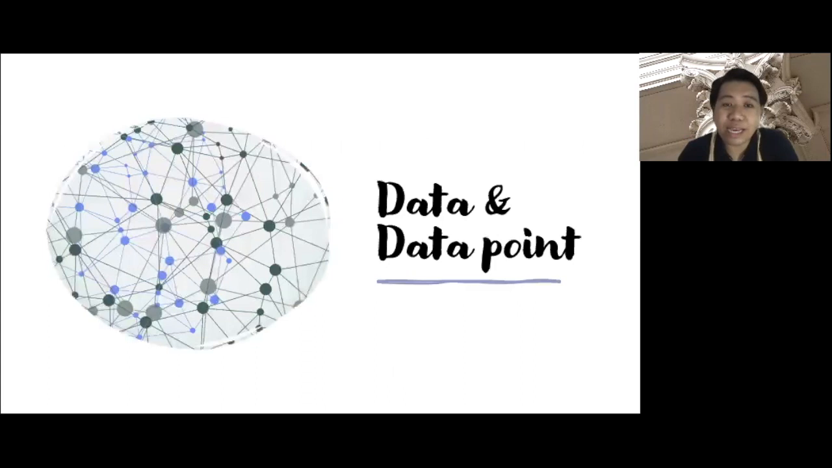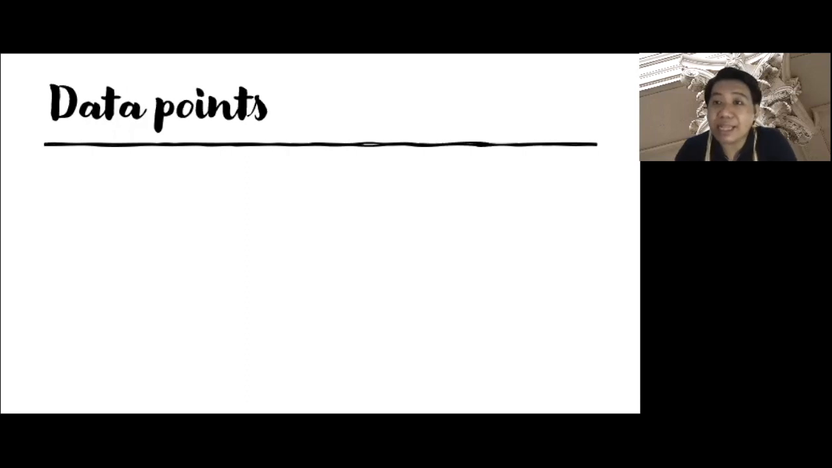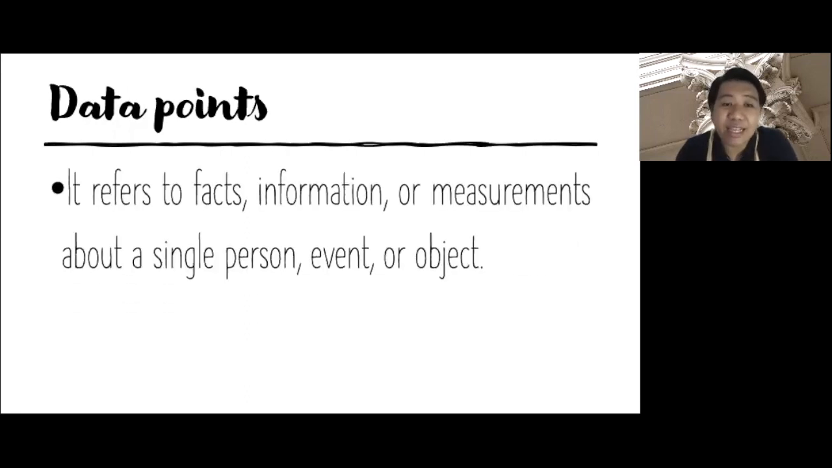So simulan po natin i-discuss ang data and data point. So pag sinabi natin data, these are facts, information, or measurements about something or someone. And pag sinabi naman nating data points, it refers to facts, information, or measurements about a single person, event, or object. So magbigay po tayo ng halimbawa.